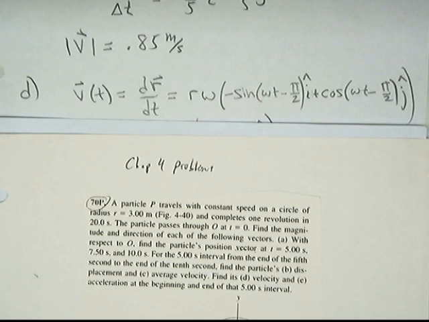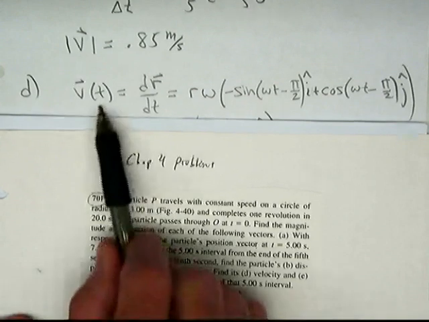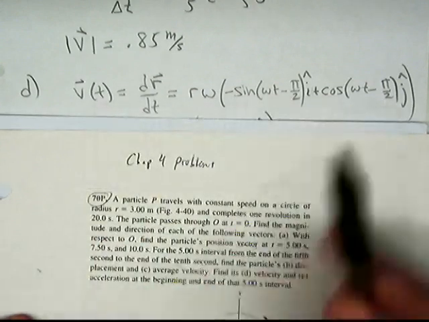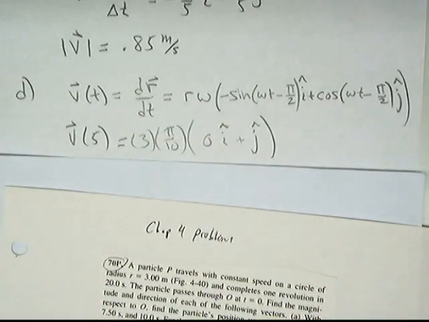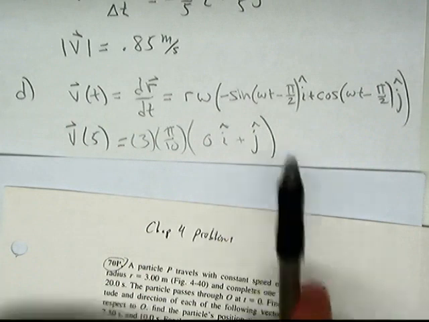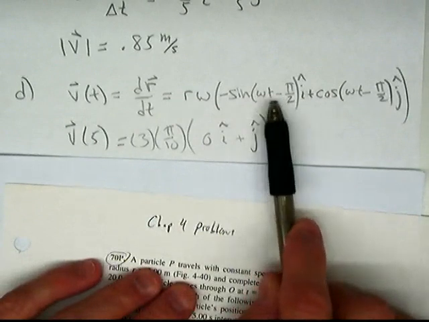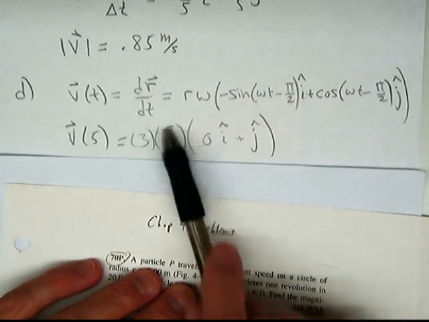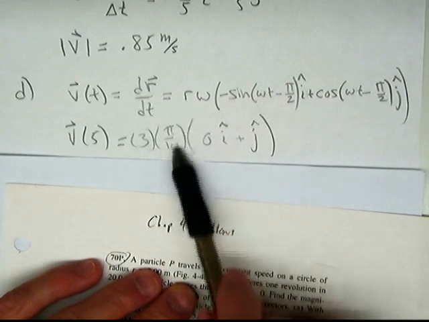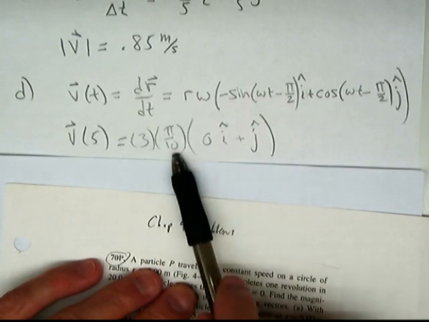Where do you go from here? Okay, so at 5 seconds and 10 seconds, what's the velocity? Piece of cake. Plug in 5 seconds into here, grind it out. Okay, so at 5 seconds, the r we know, the radius is 3 meters. Omega we already figured out is pi over 10. If I plug in 5 here, 5 times pi over 10 is what? 5 cancels, leaving a 2 in the denominator, so pi over 2, right?